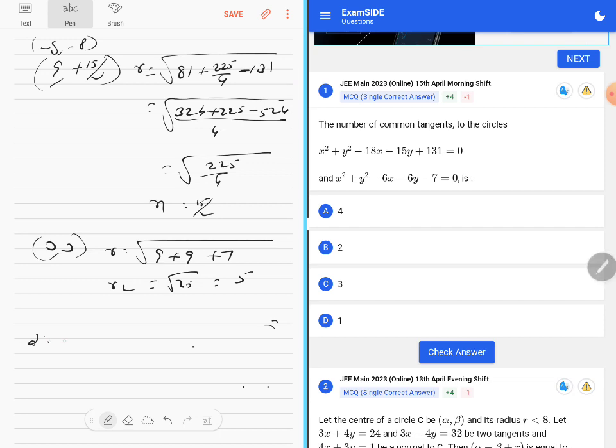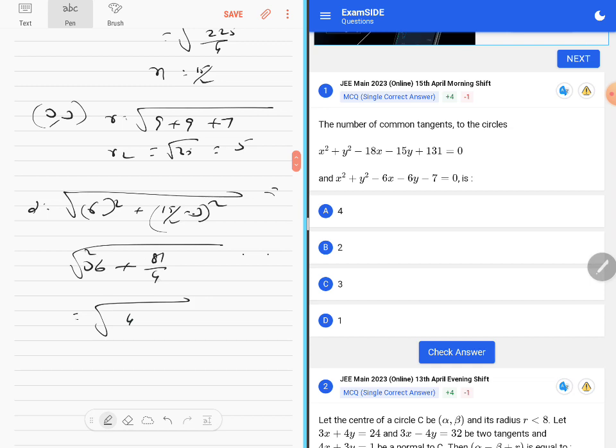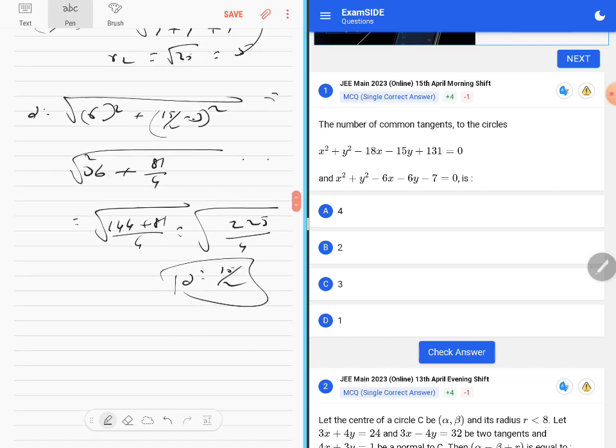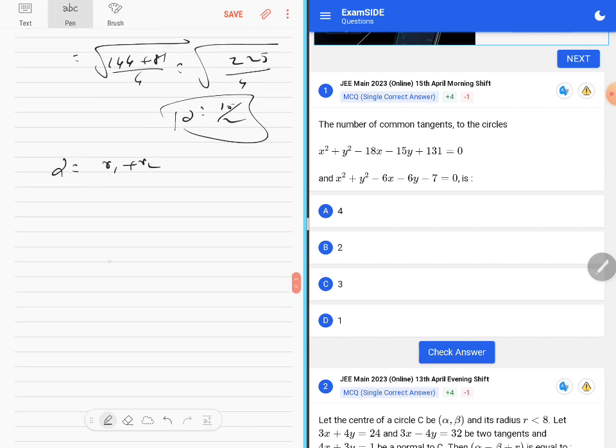Let's find the distance between the two centers, which is root of 9 minus 3 the whole square plus 15 by 2 minus 3 the whole square, which is 36 plus 81 by 4. So when you take LCM, 144 plus 81 by 4, which itself is root of 225 by 4, which is 15 by 2. So if you add both the radii, r1 plus r2, the distance between the two centers is equal to r1 plus r2. If that is the case, then the two circles are like this, which means that how many common tangents can be drawn is the question.